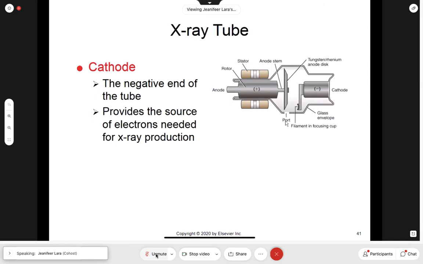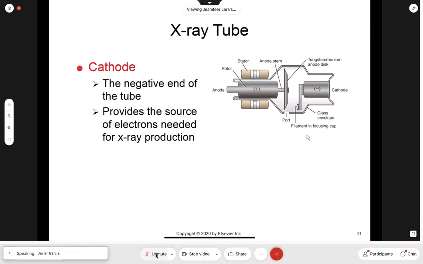I called your name. What's exiting out of the port? X-rays. This is where we aim our tube. This is exactly where we aim our tube, because we know where the X-rays are going to come out of our X-ray tube.